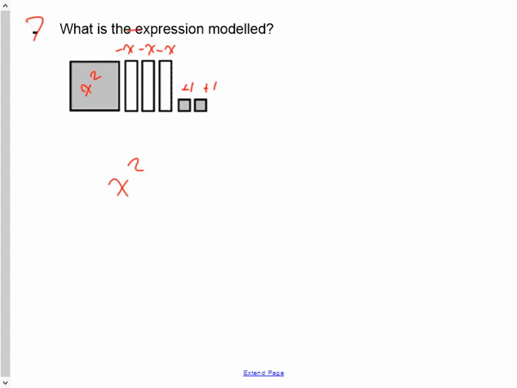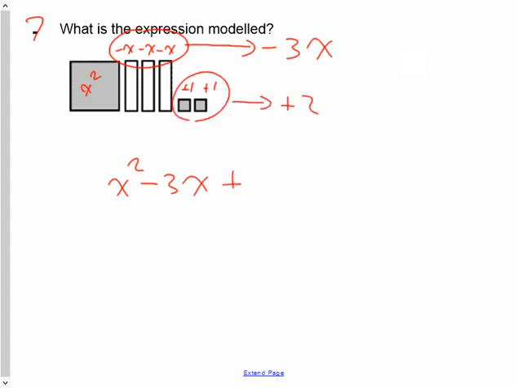So these 3 negative x's, we have negative 3 x's, not x squareds. So we have negative 3 x's, and we have 2 of these, which is going to be a positive 2. So we have plus 2, or positive 2. So that's what the expression is right there.